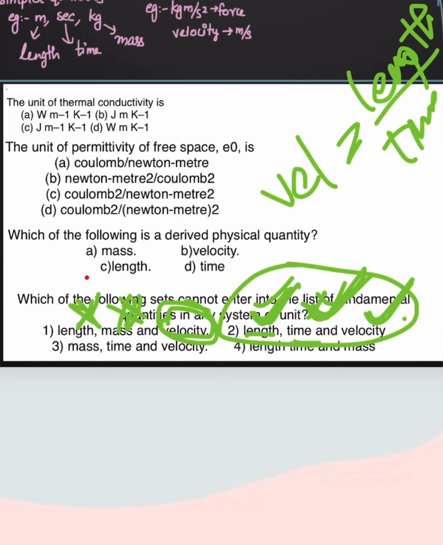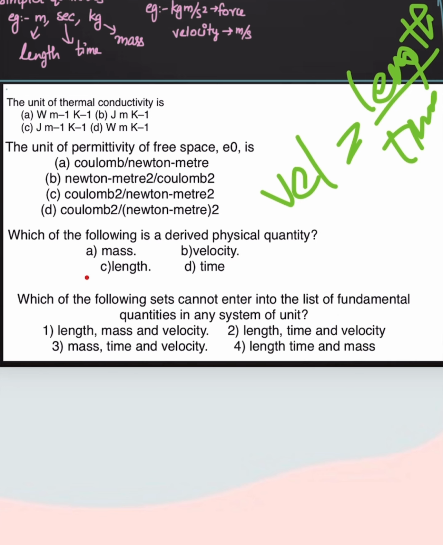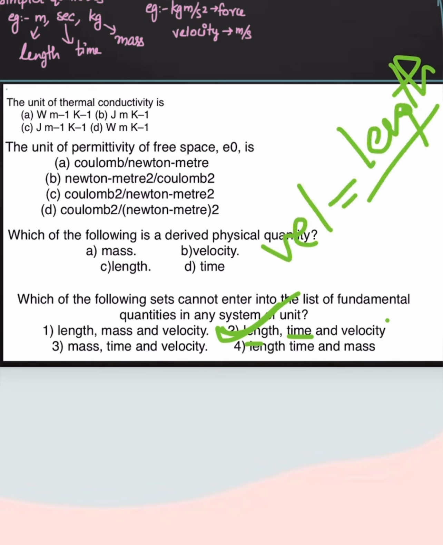Then the third option is mass, time and velocity. Velocity cannot be derived from mass and time, but it can be derived from length and time. And the fourth option is length, mass, time, and these three quantities are all fundamental physical quantities. So option 2 is the correct answer. That means velocity can be derived from length and time. The equation for velocity is equal to length divided by time.